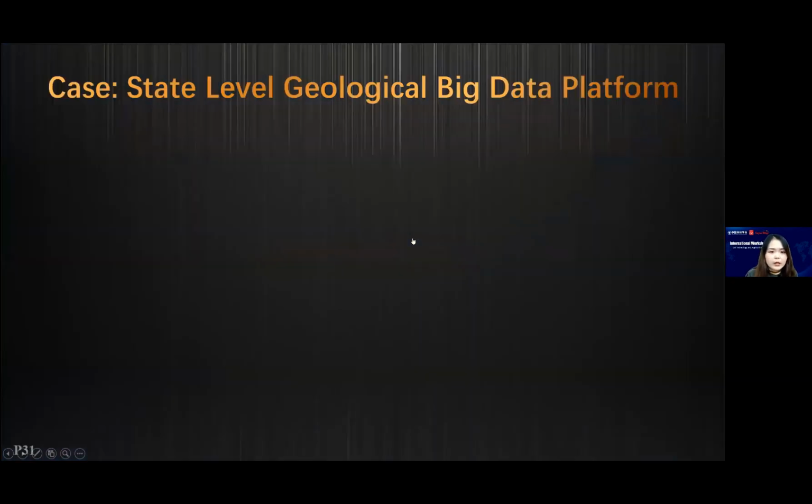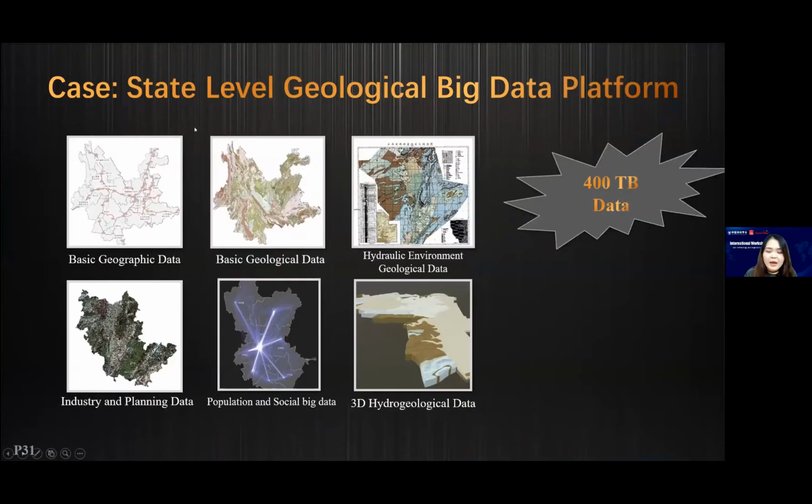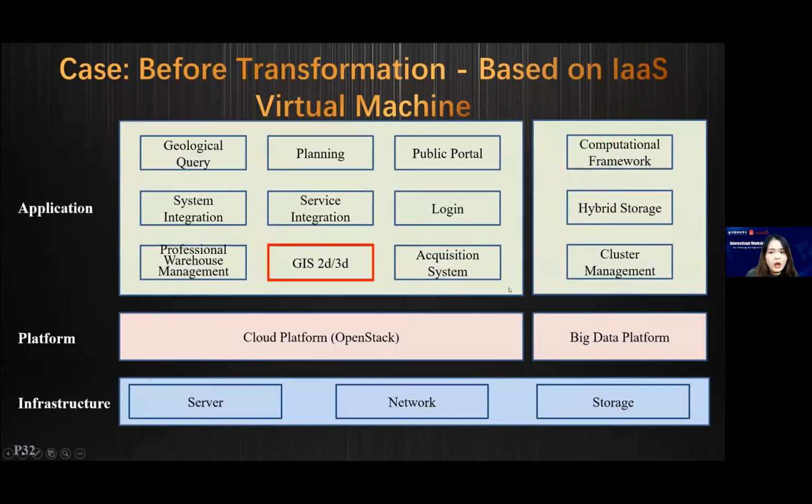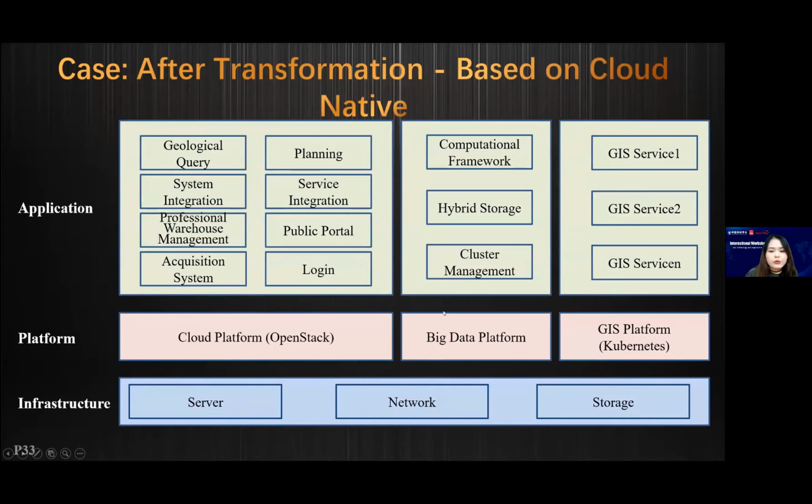With cloud-native technology, we did a transformation for a state-level geological big data platform. This platform managed 400 terabytes of data, with more than 400 service instances working at the same time. Before the transformation, the platform was based on an infrastructure-as-a-service virtual machine, and the GIS service was at its application level. But after the transformation, we put the GIS applications onto a GIS platform based on Kubernetes, and used those GIS microservices to keep the system working very well. After the transformation, the system never went down. This is how cloud native helps us keep the system at high performance.